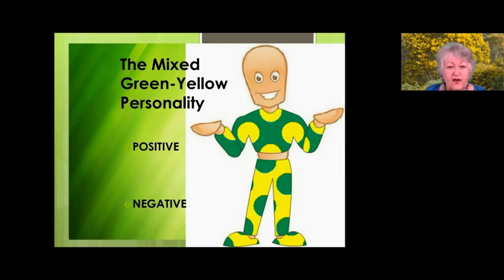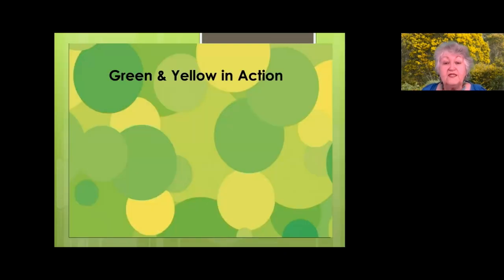The positive aspect of the mixed green-yellow personality is the person who can be the archetype of the environmental scientist. They could be a humanitarian, and they are often very ethical and vigilant. On the other hand, the negative archetype is the deceptive opportunist, who is often a materialistic thrifter and is quite greedy and egotistical. So how do we see this play out in reality?